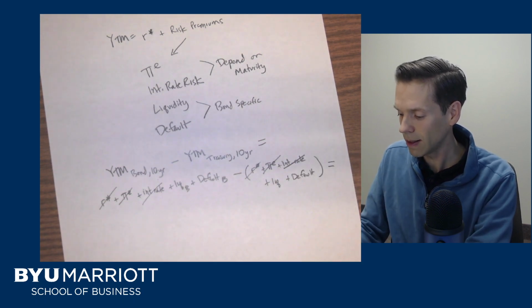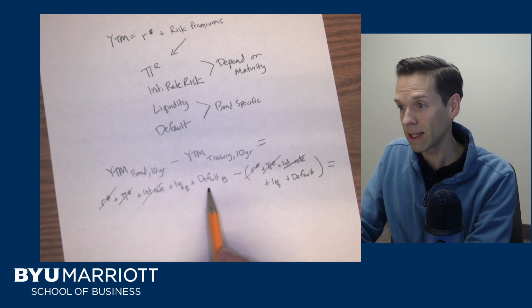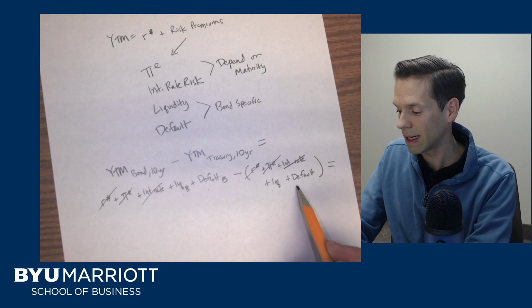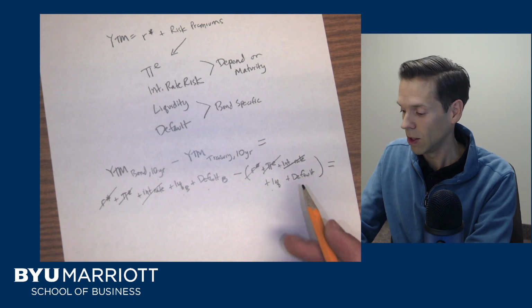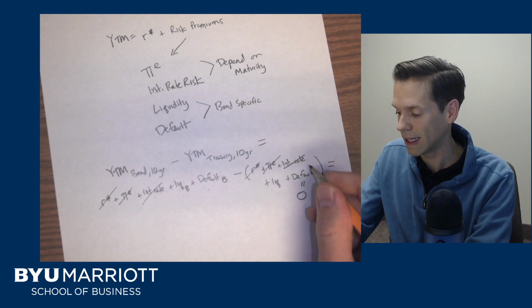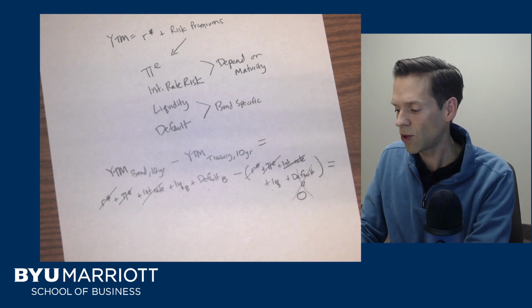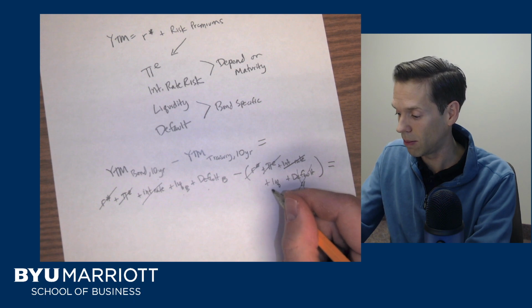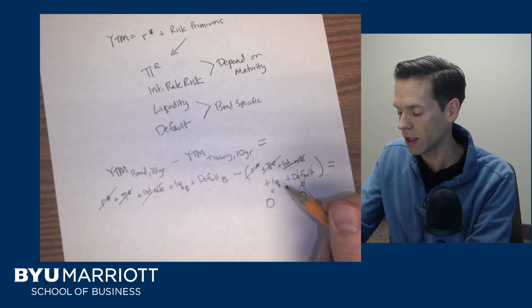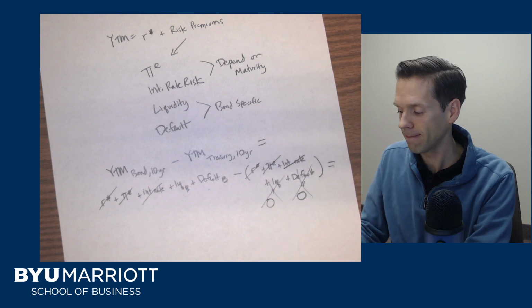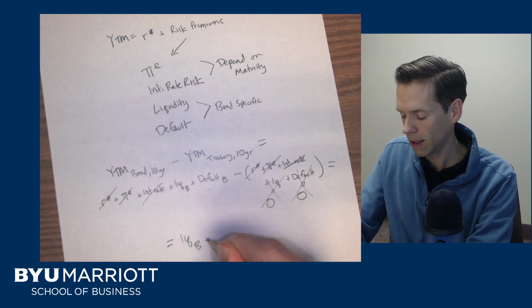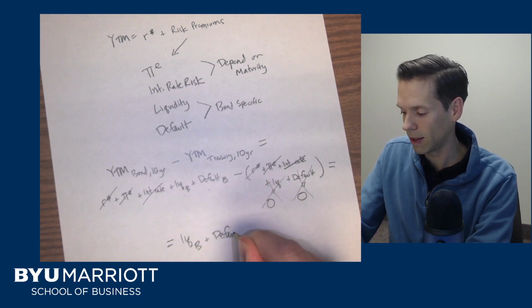What am I left with? Liquidity risk of the bond plus default risk of the bond minus the liquidity risk of the treasury minus the default risk of the treasury. Well, the treasury by definition is default risk free, so that thing is 0. And the treasury market is the most liquid bond market in the world. The liquidity premium is going to be essentially 0 for such a liquid market. So what am I left with? Liquidity risk of the bond plus the default risk of the bond.